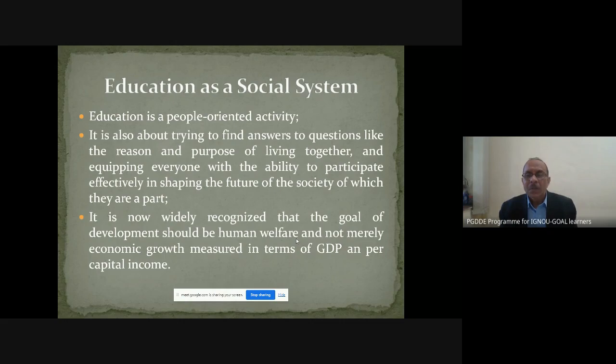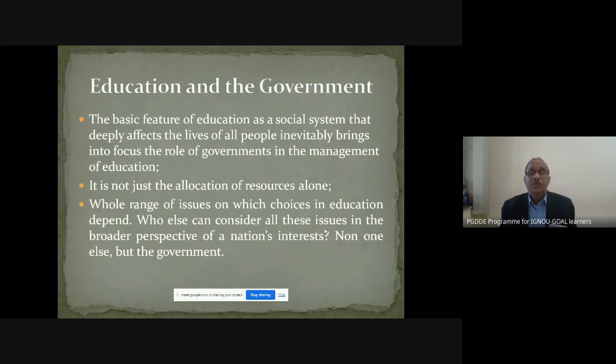Ultimately, the development of society is important. Development of society will come from education, and the goal of development should be human welfare. So naturally, if I get education, I will become a good human being and contribute to the society's development and the development of other human beings. Unlike merely economic growth, measured in terms of GDP and per capita income, real development is about human welfare. And then, what is the relationship between education and government?